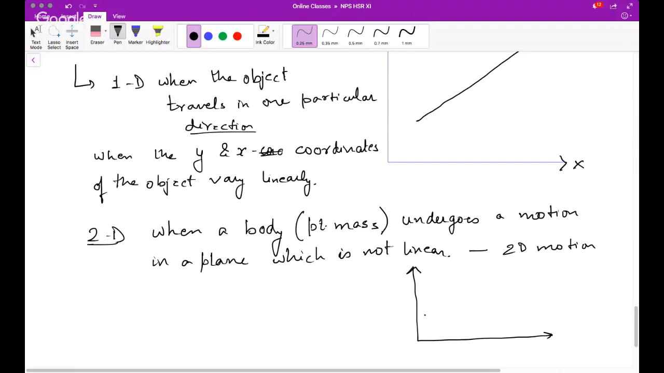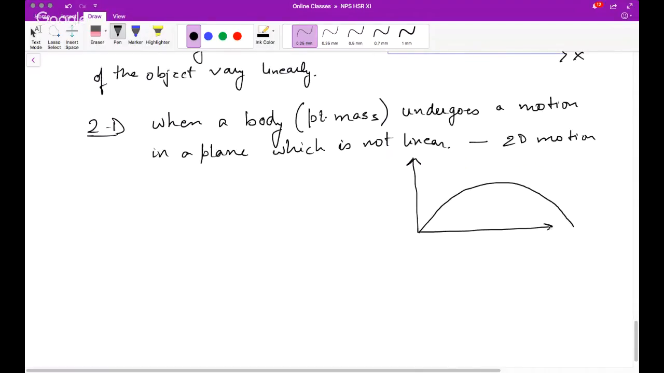So for example, a best example is the projectile motion. So let's say if you throw a projectile or a ball or a stone in such a way that it is thrown at an angle from the horizontal, then it will take a path which is not linear, and hence we say this is an example of 2D motion. 2D motion, right?